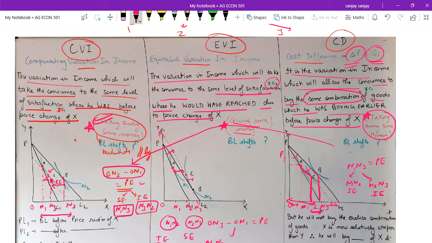In compensating variation in income, we are going to take away some money from him. We are going to take him to the earlier level of satisfaction. In equivalent variation in income, we will be giving him some money to take him to the level of satisfaction where he would have reached due to change in price of X. Okay, earlier level, we are going to take him to the future here, we are going to take him to the past here. But the point is, we are going to allow him to buy the same combination, take him to the earlier level of satisfaction, take him to the future level of satisfaction where he would have been due to change in price of X.